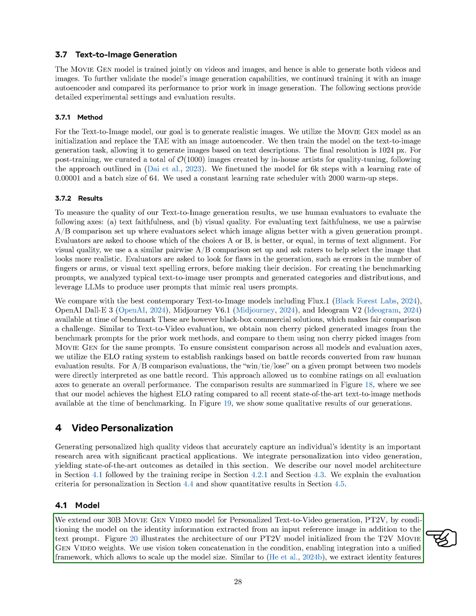For our personalized text-to-video generation model, PT2V, we enhance our existing 30B MovieGen general video model by incorporating identity information extracted from a reference image alongside the text prompt. Our model architecture is initialized from the T2V MovieGen video weights, and we use vision token concatenation to integrate this information into a unified framework, allowing us to scale the model size. We extract identity features from a masked face image using a trainable vision encoder, followed by a projection layer to align these features with the text dimensions. Our training strategy includes a pre-training phase followed by high-quality fine-tuning.